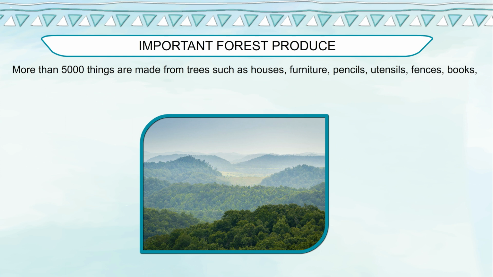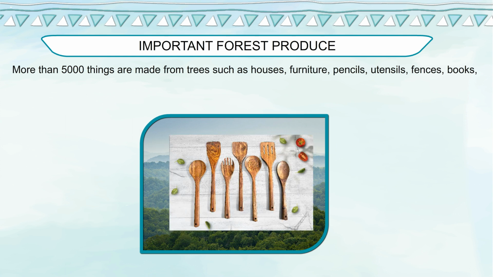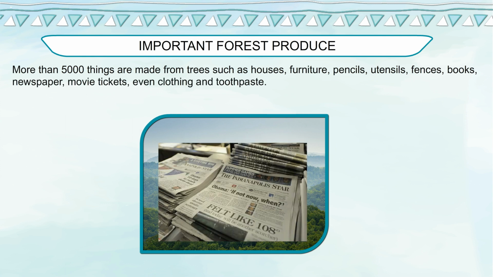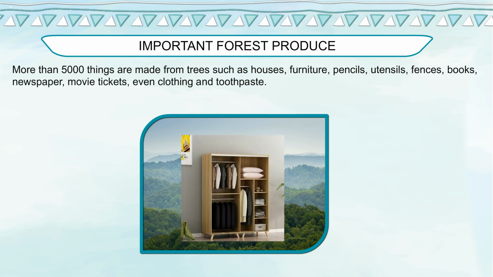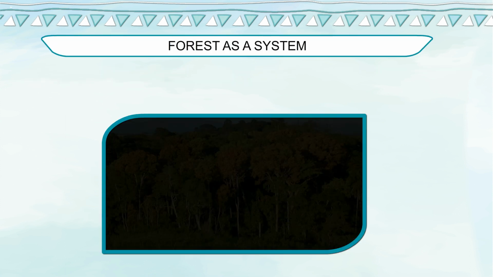More than 5,000 things are made from trees, such as houses, furniture, pencils, utensils, fences, books, newspaper, movie tickets, even clothing and toothpaste.